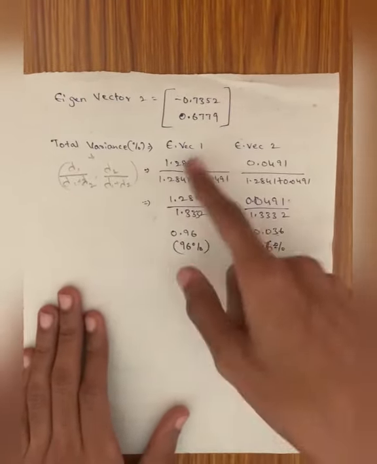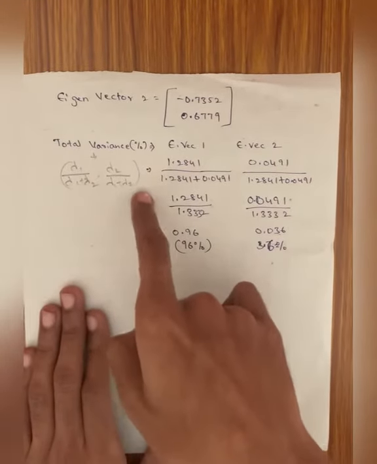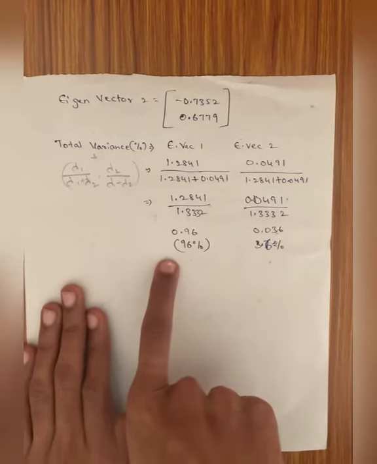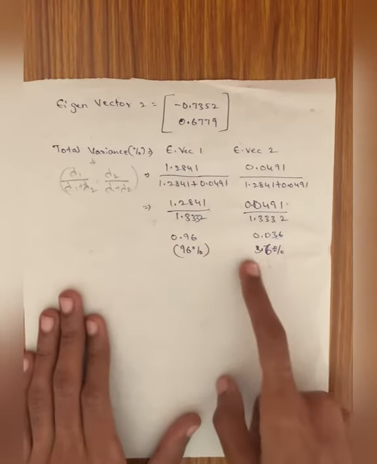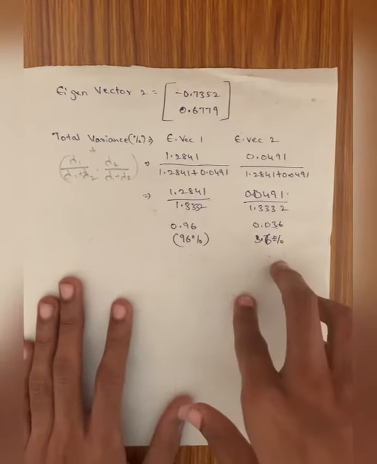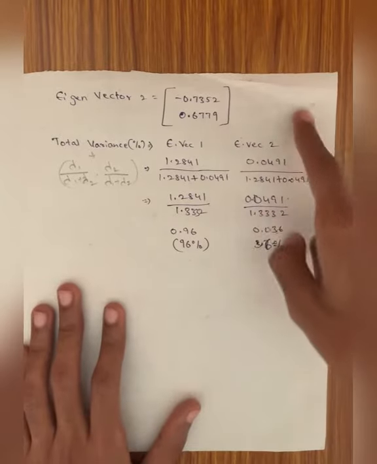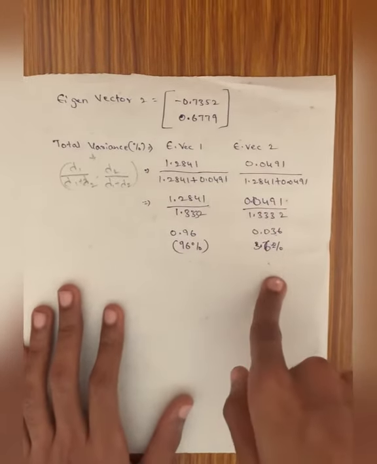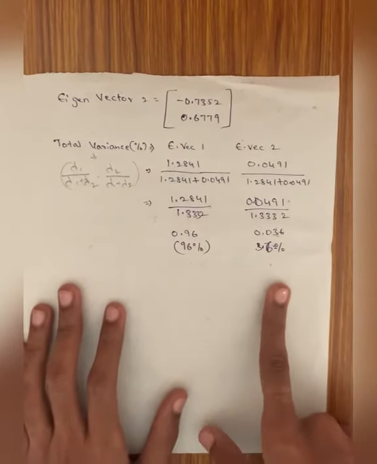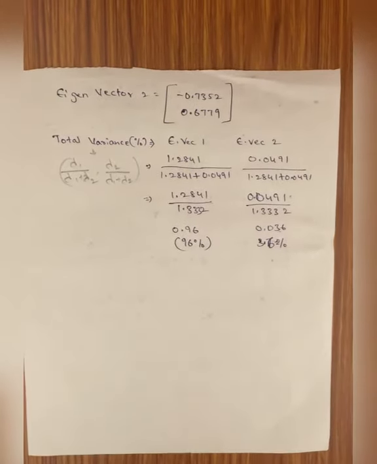The same procedure is taken for eigenvector 1 and 2: lambda 1 by lambda 1 plus 2 and lambda 2 by lambda 1 plus 2. We will get finally 96% here and 3.6%, which is approximately 4%. So as we see here, we get a very high value for eigenvector 1 and the eigenvector 2 value is very minute, 4%.